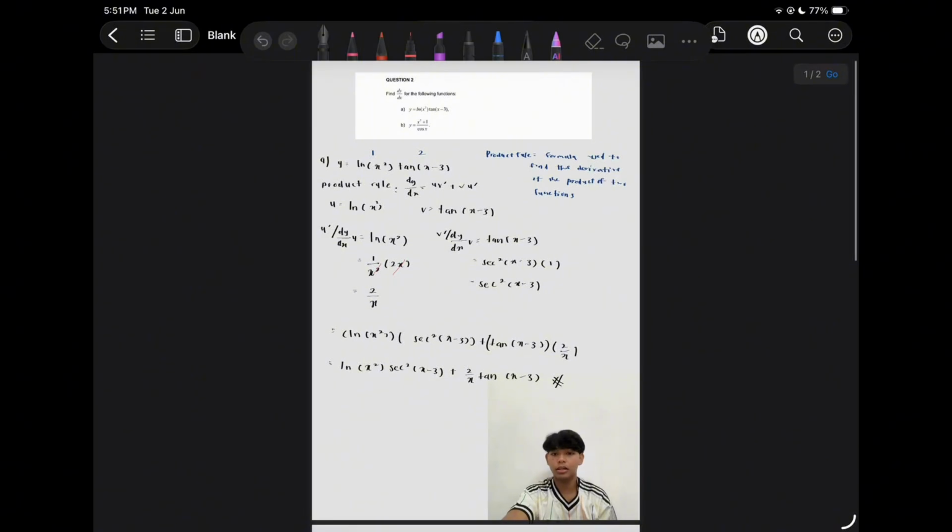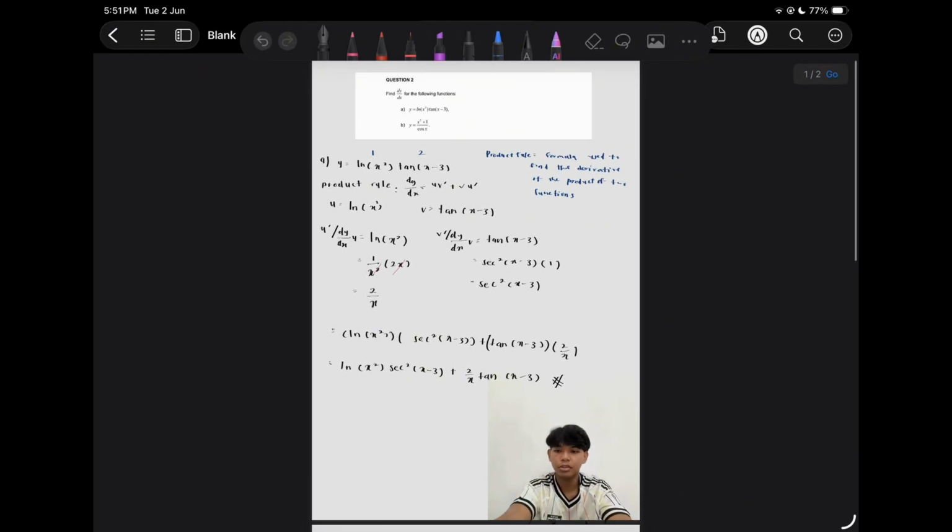We move on. To get u prime and v prime, we need to differentiate our u and v. Our u is ln(x squared) and our v is tan(x minus 3). First, we differentiate u to get u prime. If you differentiate ln, it becomes 1 over x, and since there is x squared, it becomes 1 over x squared, and you need to multiply it by 2x, since inside the bracket there is x squared. So it becomes 1 over x squared times 2x. So our u prime will be 2 over x.